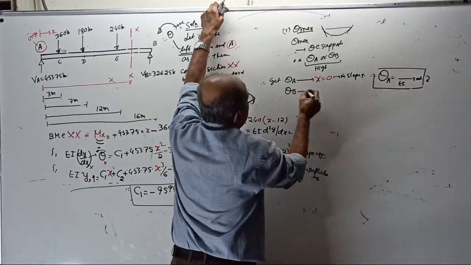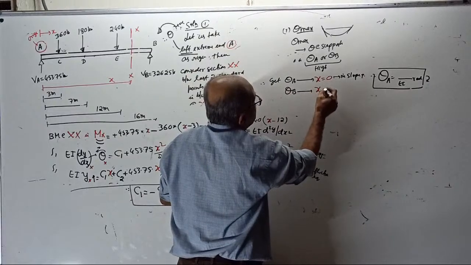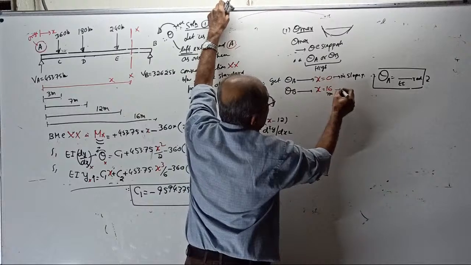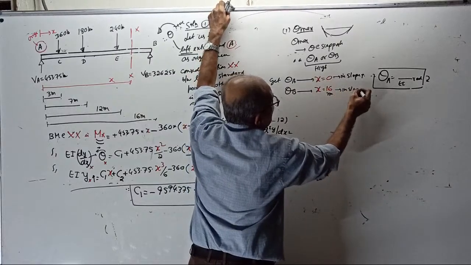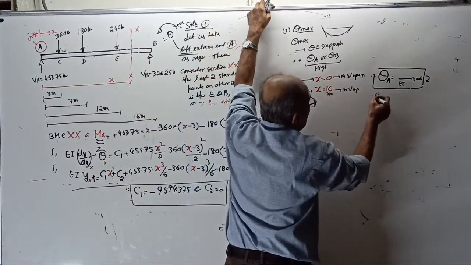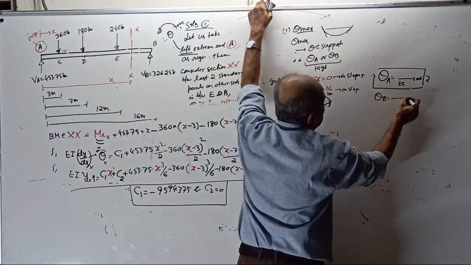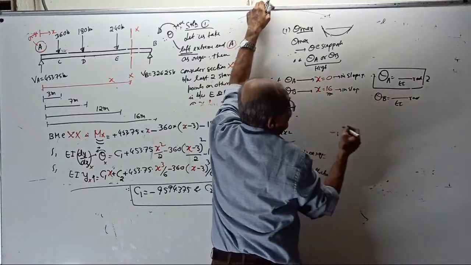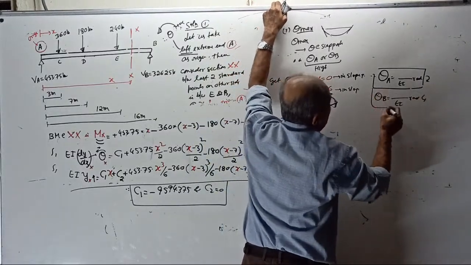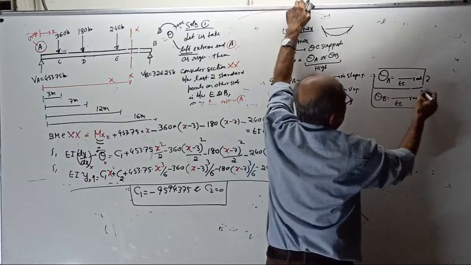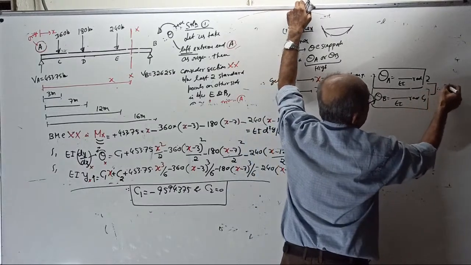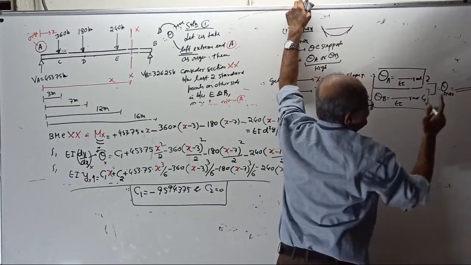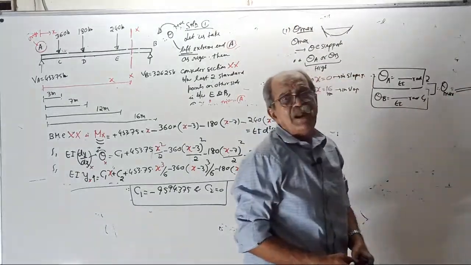Then to get theta B, substitute x equal to 16 meter once again in the slope equation, and finally get theta B as something divided by EI, radian. It will come plus, which actually means anti-clockwise. Okay, write these two answers. Then using these two, tell me, therefore, what is theta max? This much you can do. Tell me. Now you can find theta max.